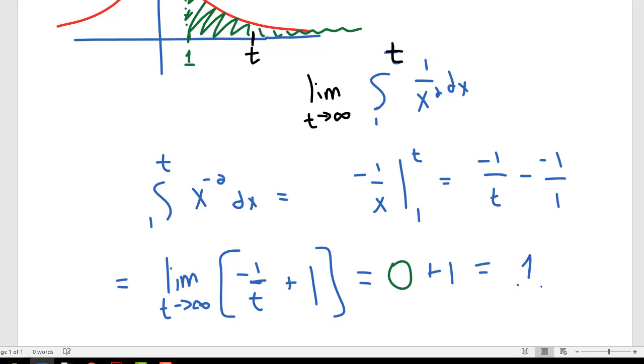So as it turns out, this is pretty cool. What looked like infinite area under the curve of 1 over x squared really is finite. It's really 1 in the limit process.